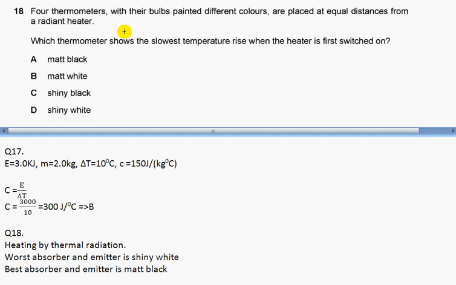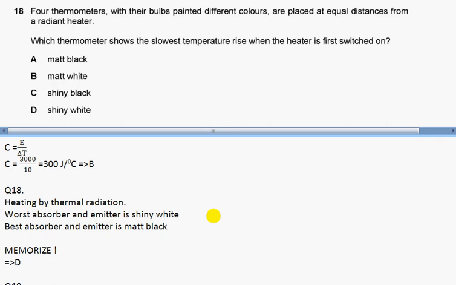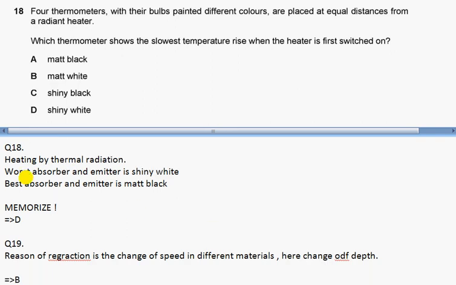18. 4 thermometers with their bulbs painted different colors are placed at equal distance from a radiant heater. Which thermometer shows slowest, that's important, slowest temperature rise when the heater is first switched on? So slowest means the thermometers are heated by radiation. The worst absorber and emitter is shiny white. The best absorber and emitter is matte black. This we should memorize. So we want slowest temperature change, so we want worst absorber, and it is shiny white. Shiny white is answer D.